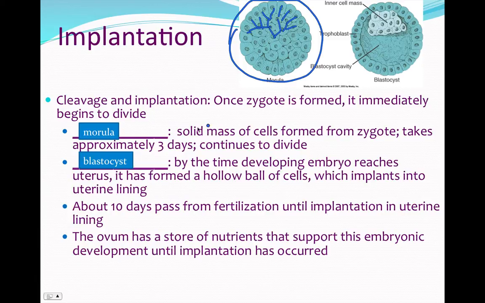After 3 days, a blastocyst will then develop, which comes from the same morula, except now there's a cavity on the inside, and the inner cell mass begins to grow.